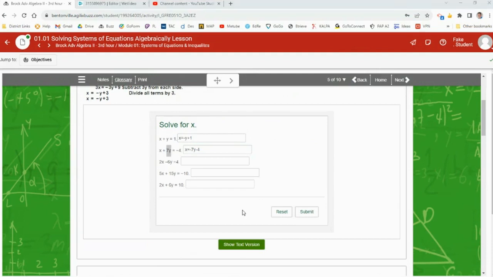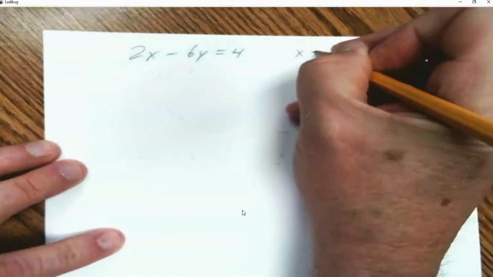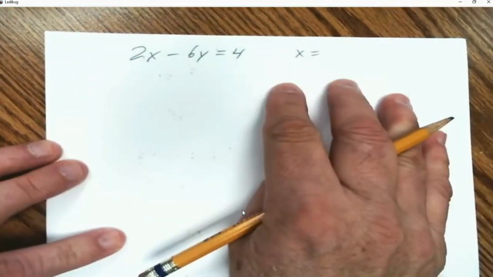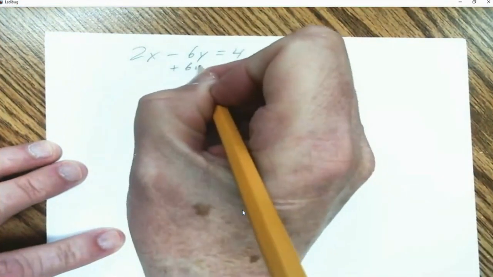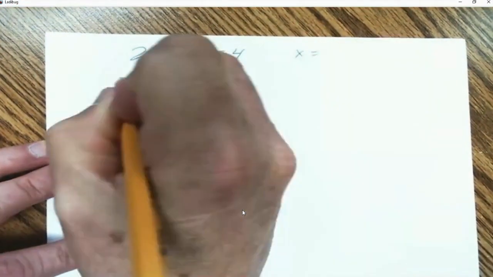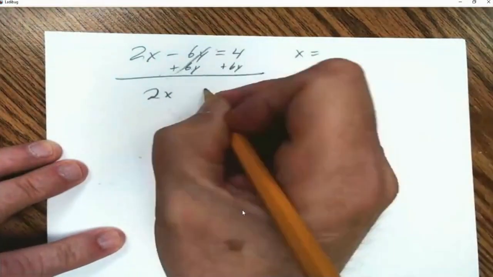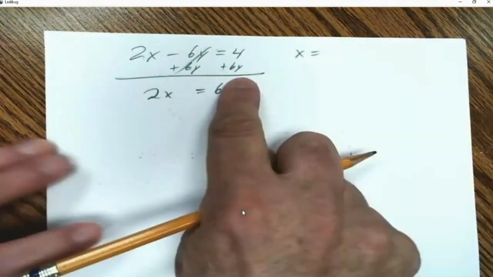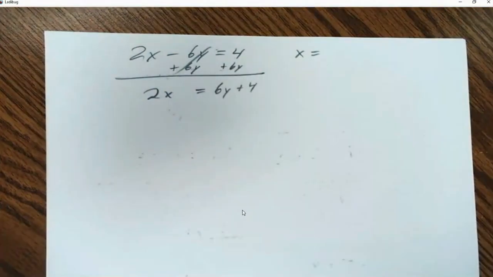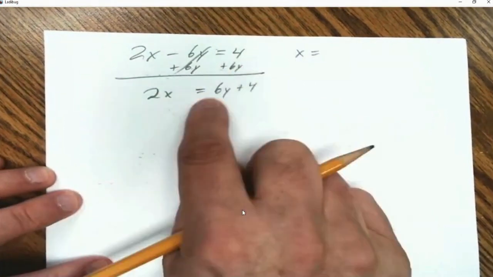If I want to, in substitution, I need an x equals. So if I have this problem, 2x minus 6y equals 4, and I want it to be x equals, I need to get everything away from the x and make it x equals. So if I add 6y, it means I still have 2x on this side, but these canceled out. On the other side, I've got 6y plus 4. That's not 10y, because that's just a 4. It's not 4y. I can't combine those. 6y and 4 are separate terms.